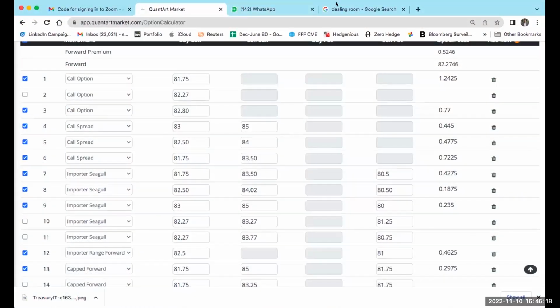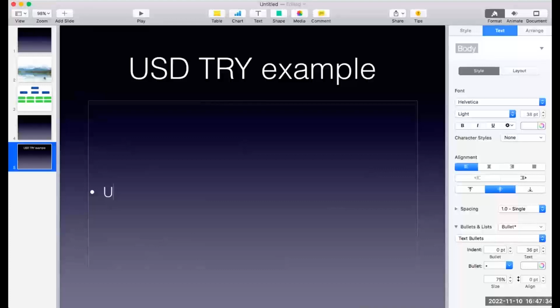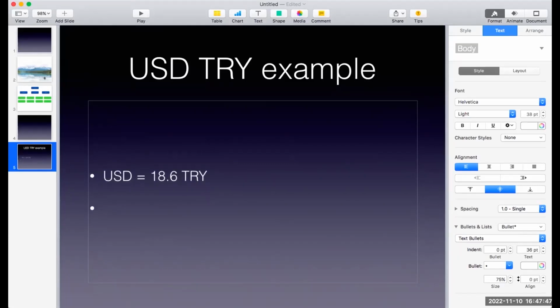We'll take an example of another currency and how it will work in a different currency. 1 USD is equal to 18.6 Turkish lira as of now. Okay, that's the rate. So what are the choices which we have?